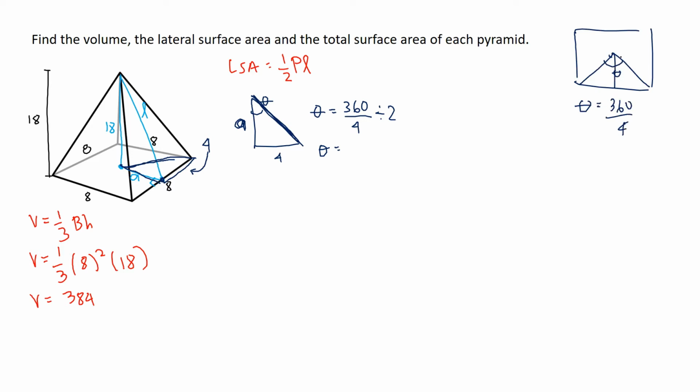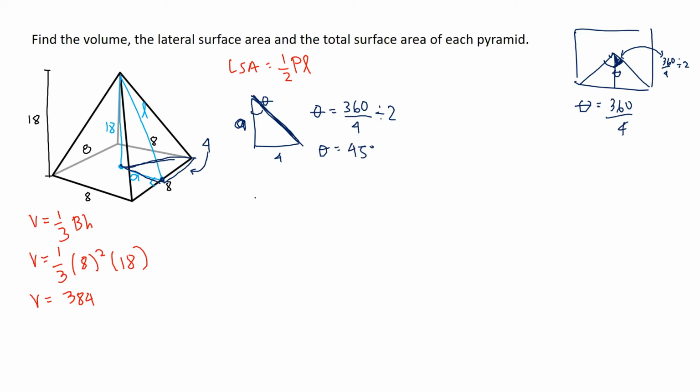But since we only need half, that is 360 divided by 4 divided by 2. That's the angle we need. Basic lang ito, ha? So 360 divided by 4 divided by 2, how much is it, class? That is 45 degrees.